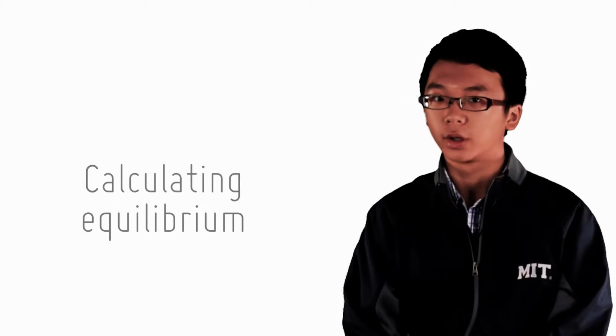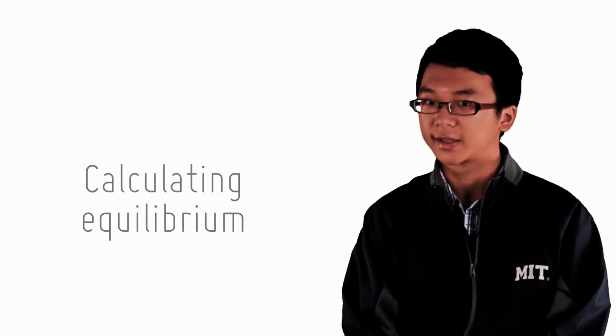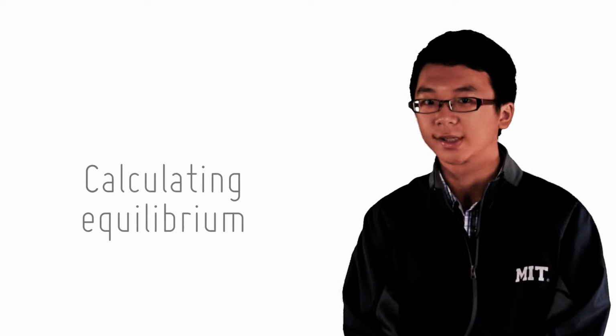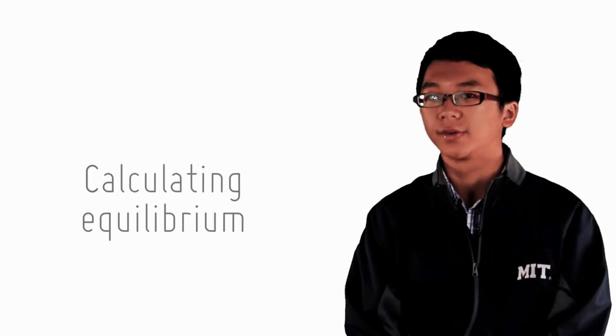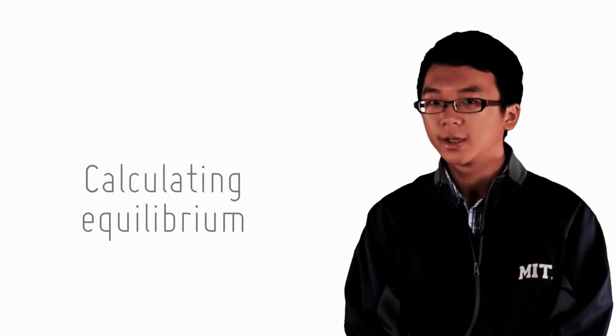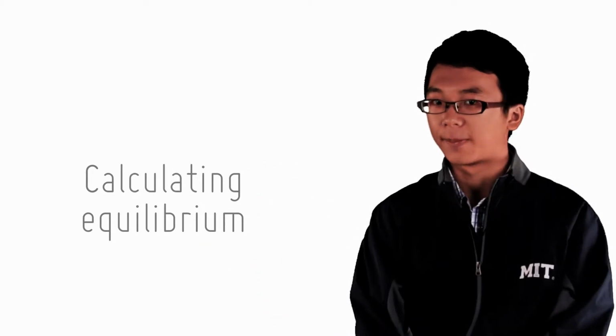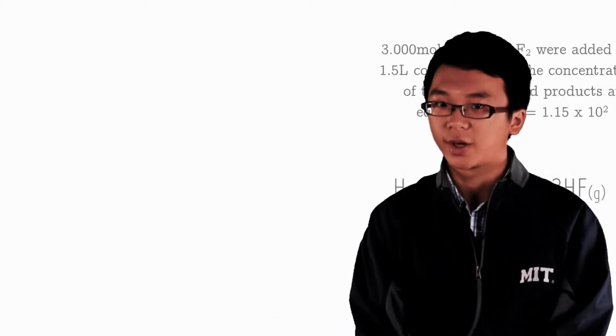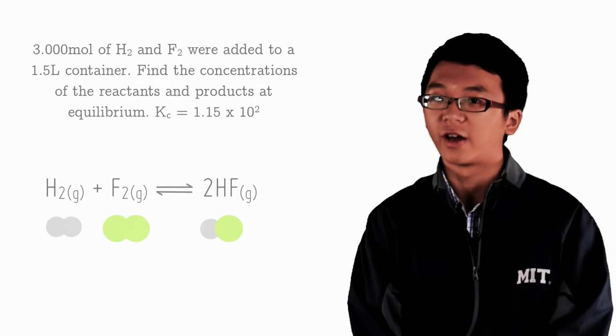Okay, so we have looked at equilibrium qualitatively for quite a while. Let's get down to equilibrium calculations, which we will see a lot of over the next few lessons. So let's use this sample question with this sample reaction. Hydrogen gas reacts with fluorine gas to give you HF gas.